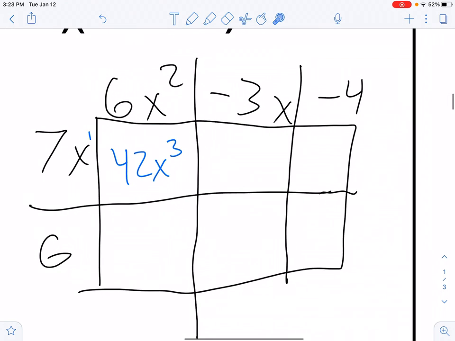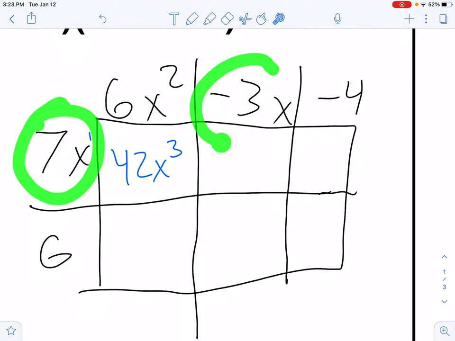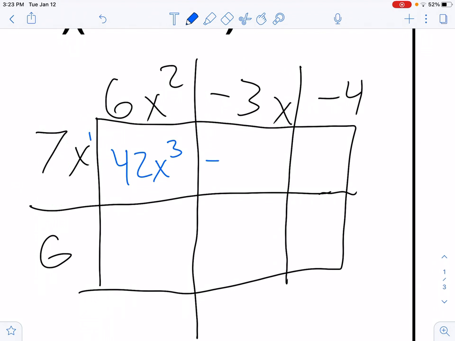Okay, I'm gonna work across the top. Obviously, you could fill this out whatever way you want to, but I'm just going to work across the top, then I'm going to work across the bottom. So now I'm doing 7x times negative 3x. So I'm going to do 7 times negative 3 to get negative 21. And I'm doing x to the first and x to the first to get x to the second.